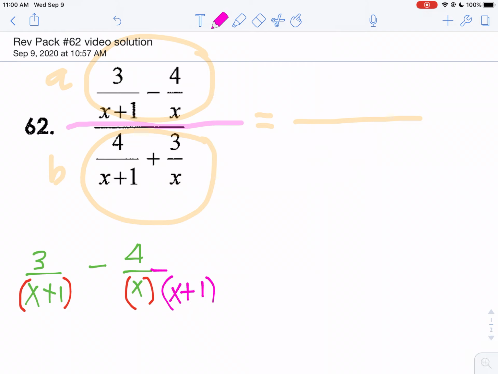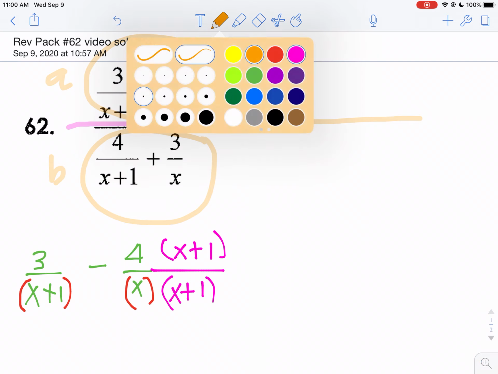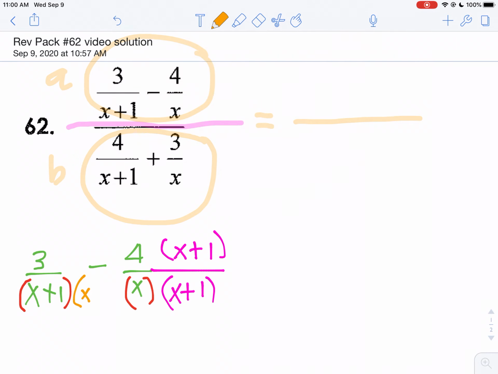And remember, we always do the same thing to the bottom and the same thing to the top. That way we change the way it looks, but we don't change its value, okay? Now, if you go to the other side, you need an x because the denominators need to look the same. Whether it's a number or an algebraic expression like it is right now, it makes no difference. You have to make them the same, okay? All right, so I am going to write the whole thing over x plus 1 times x.